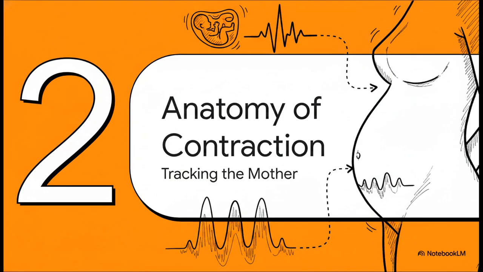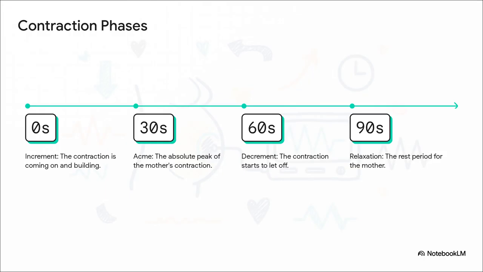Moving on to Section 2, Anatomy of a Contraction. While the top line is tracking the baby, that bottom line tracks the mom's contractions. Let's trace what a physical contraction actually looks like over time, because it's not just a simple on-off switch. It starts with the increment. That's the build-up phase as the contraction comes on. Then it hits the acme, which is just a medical term for the absolute peak. After that comes the decrement, as the tension finally starts to let off, leading right into the relaxation or the rest period.